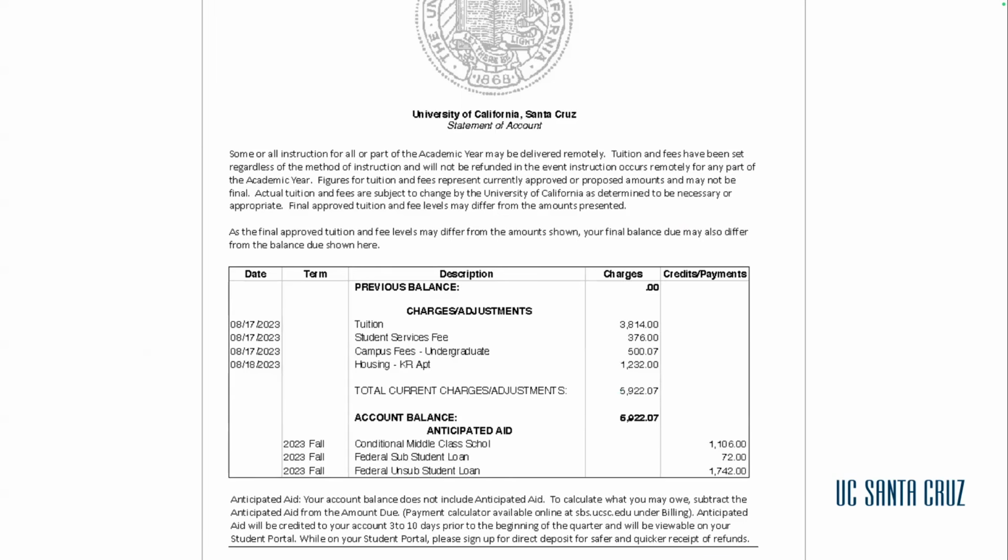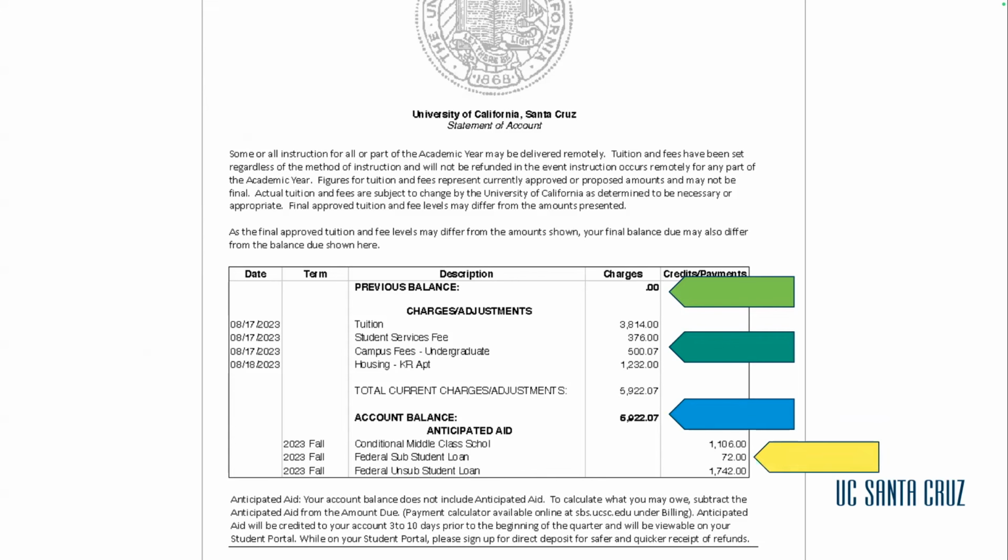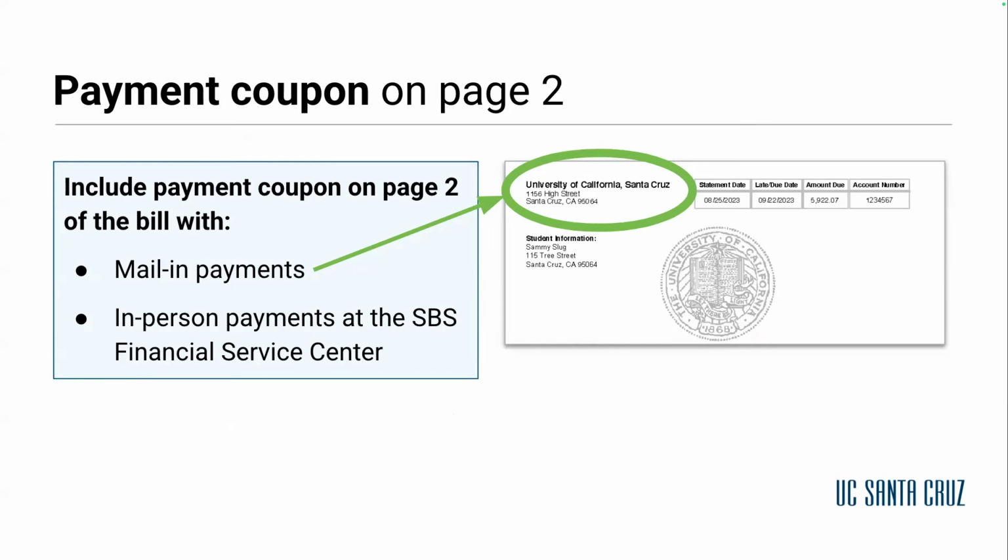Further down the bill, if you have an unpaid balance from a previous bill, it will appear in the charges column right here. Next are charges and adjustments for various fees and charges you're expected to pay, and credits for charges that may have been removed from your account. The account balance is the total amount owed as of the statement date, and if you're receiving financial aid, you'll see details about your financial aid package under anticipated aid right here. Your bill also has a payment coupon on page 2 that you can print and include with mailed or in-person payments to make sure your payment is credited to your account and not somebody else's.